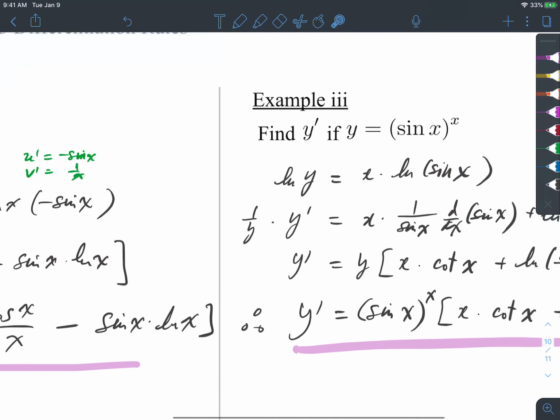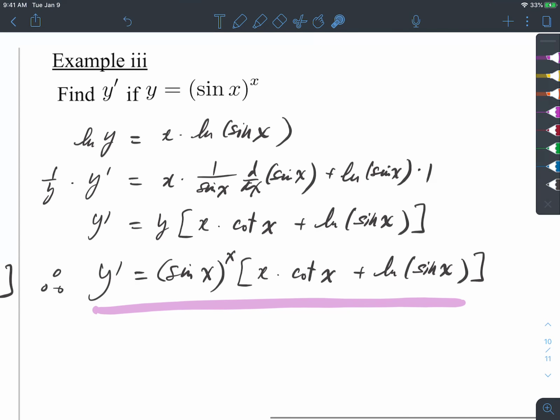Okay. The third example was the same thing. Once again, what you can do is call this the u, call this the v. The u prime is equal to 1. The v prime is 1 over sine of x times the derivative of that, which is negative cosine of x, which will be, hold on. All right, which would be cotangent of x, right? There you go. All right, guys.